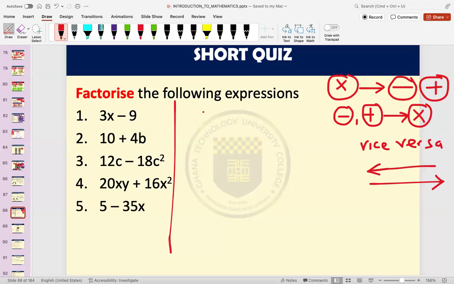3x minus 9. So when I pull 3 out like this, I'll be left with x within, and then this will reduce to 3. If this one becomes my answer, I can therefore say that the thing initially here was minus.